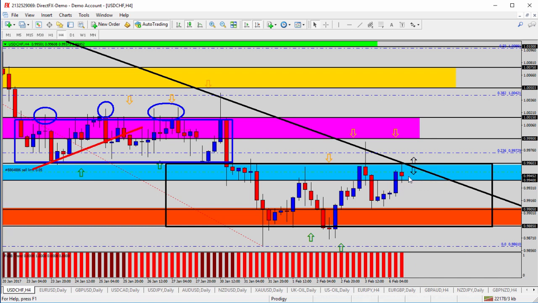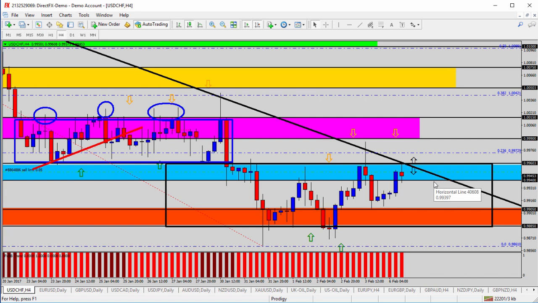We don't have any significant news for the U.S. on the calendar for the day today. So for the most part, what we're going to be looking for is the market to continue doing what it's been doing, and that's following the downtrend for the dollar franc.